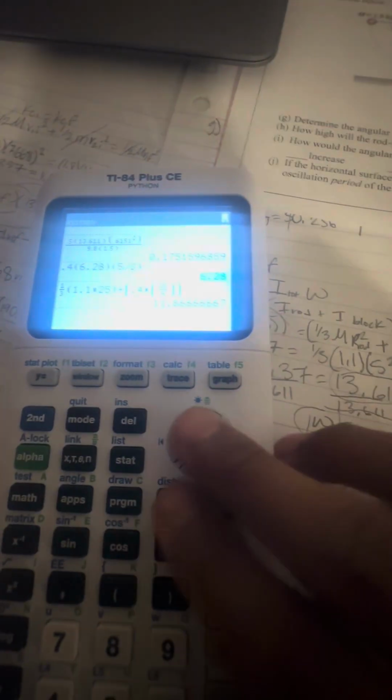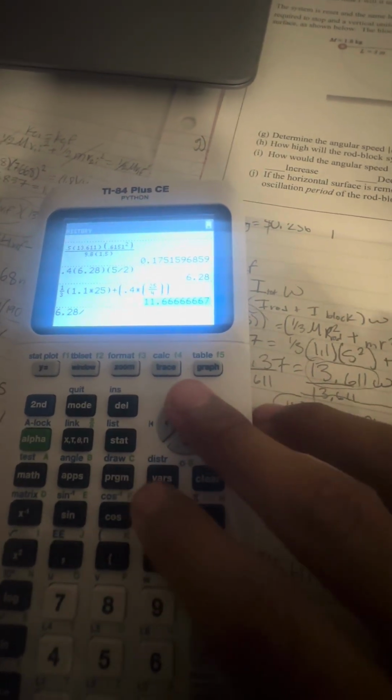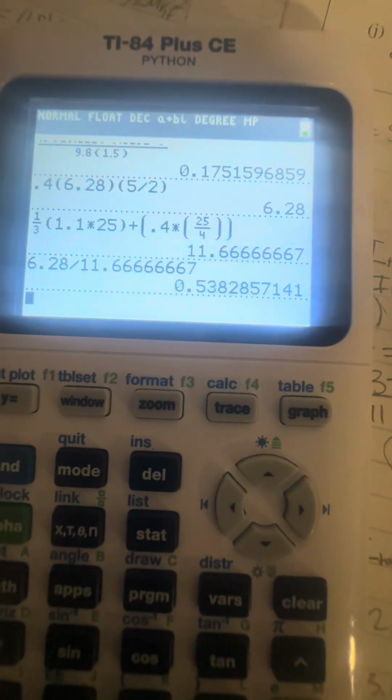Now we divide both sides by 11.67. And we get omega is equal to 6.28 divided by 11.67, which gives us an omega of 0.538. So omega is equal to 0.538 rad per second. And this is the magnitude, so no direction. And that shows that if we were to lower the rod so that the block strikes it at L/2, it would decrease the angular speed.